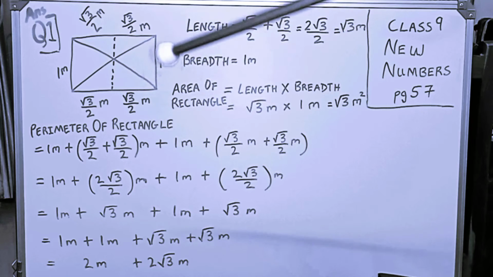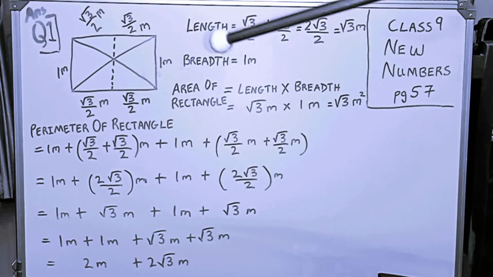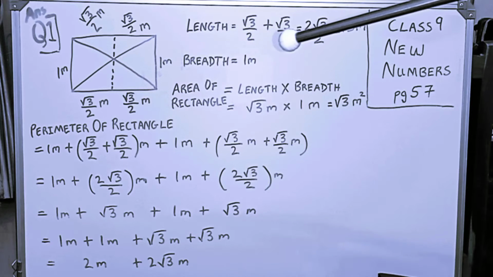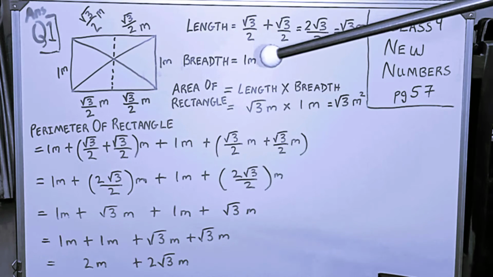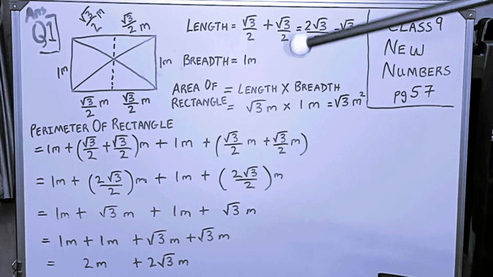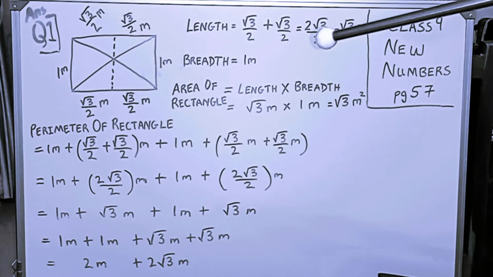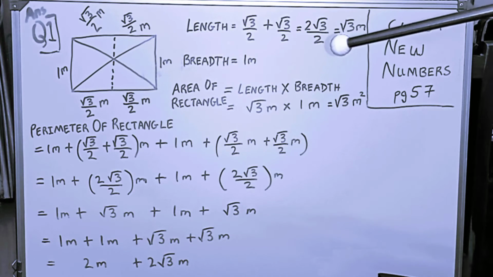This is 1 meter, the breadth of the rectangle, and this is also 1 meter. Since we have got the length, we can calculate root 3 divided by 2 meter plus root 3 divided by 2 meter. So these two if you add, you will get 2 root 3 divided by 2 meter.